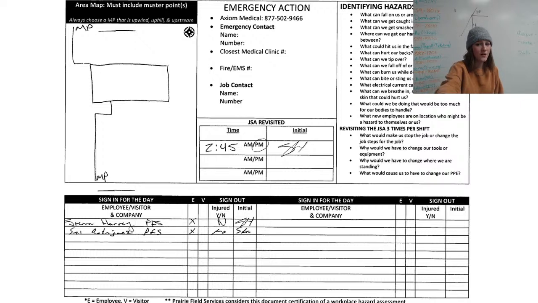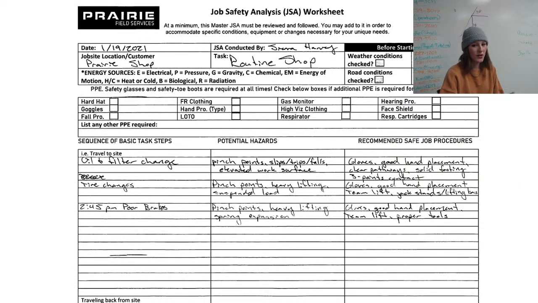So that middle section there where it says JSA Revisited, this is if an additional hazard comes up while you're doing your routine tasks, or you're changing or modifying a practice while doing that. So, for example, I said at 2:45 p.m., we revisited the JSA due to something coming up. Let me go back. So at 2:45, we had poor brakes on this tire change that we were doing. So we modified that. We're going to do a brake change now. Different hazards included with that include pinch points, heavy lifting, and spring expansion. Our controls for that, again, include gloves, good hand placement, team lifting, and the proper tools for that job.